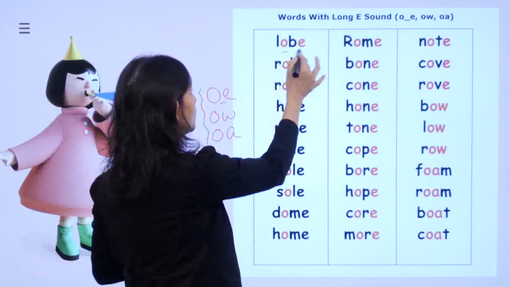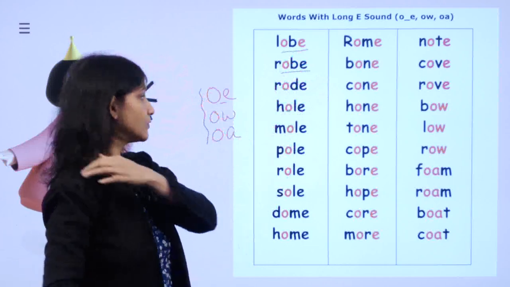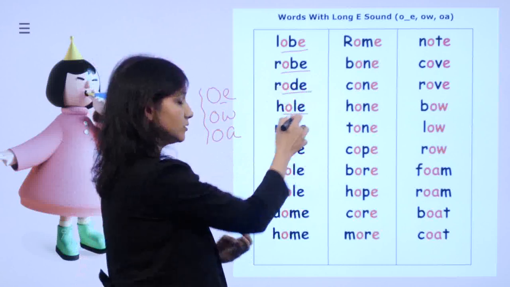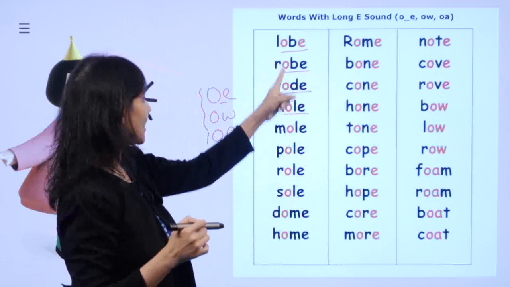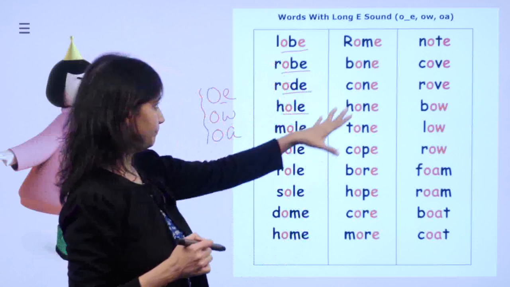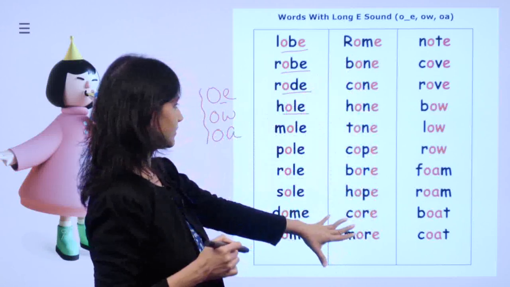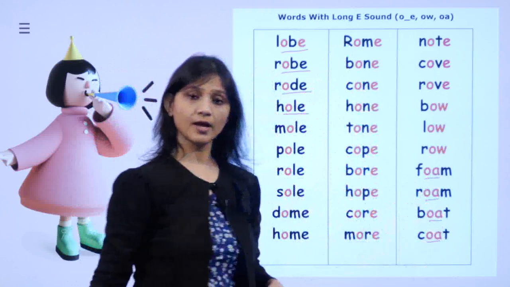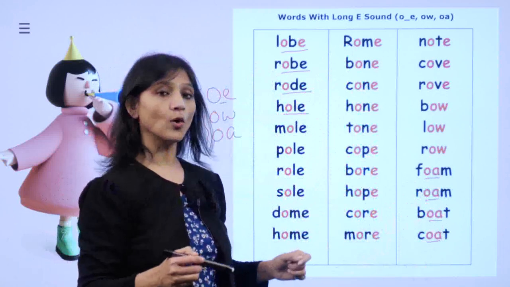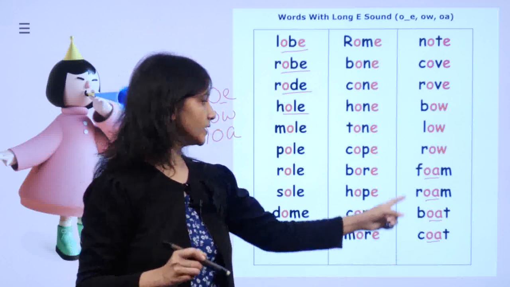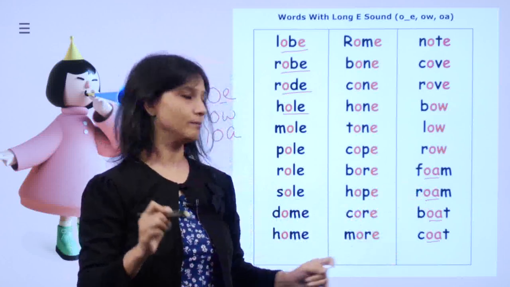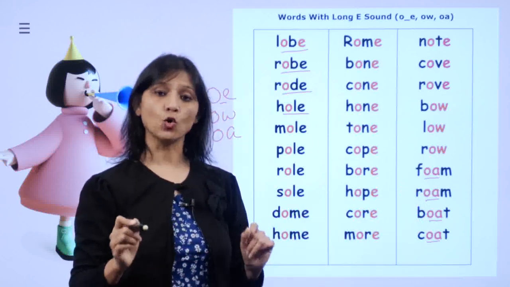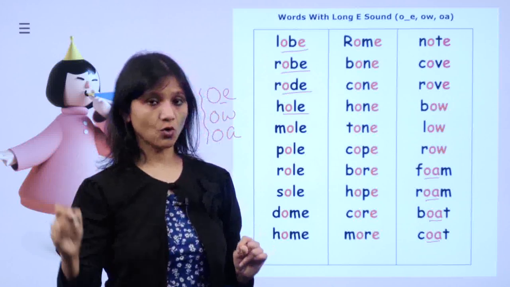So, you see here O-E, lobe. Robe. We wear a robe, no? Robe. Road. Past tense of ride is rode. Hole. So, all have O-E. Or, you see here O-A. O has joined hands with A, but the sound is O. We will not say O-A. We will not say foam, we will say foam. We will not say roam, we will say roam. Boat, B-O-A-T. C-O-A-T, coat. So, O-A is also O.